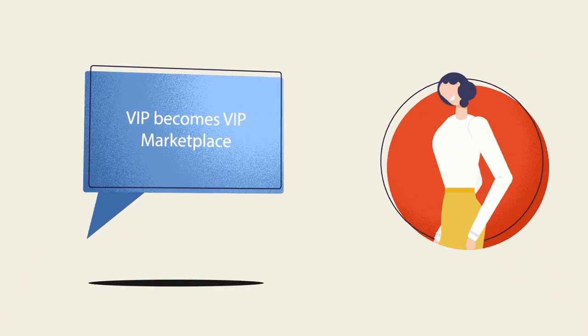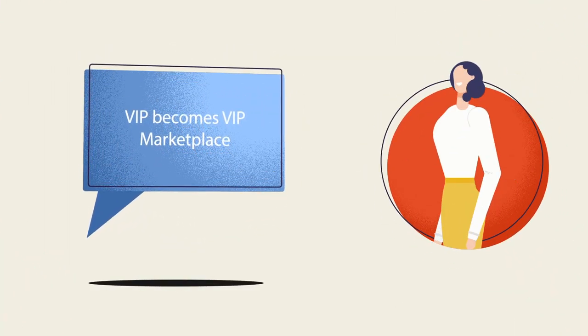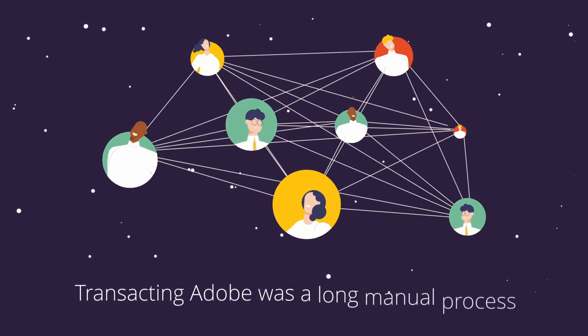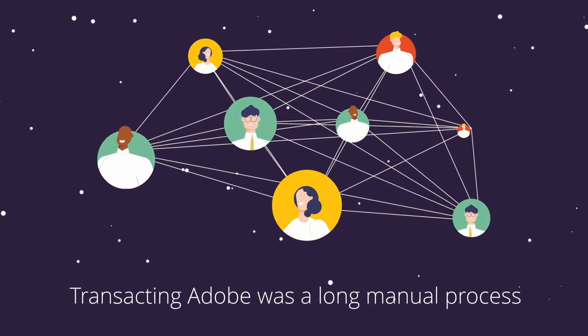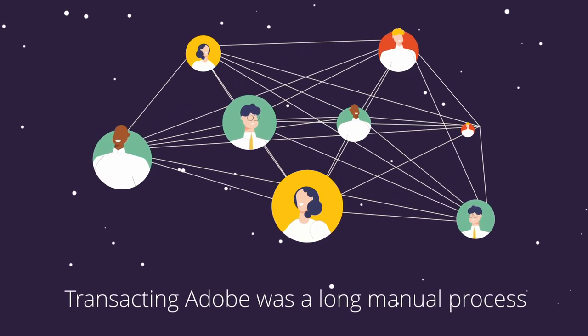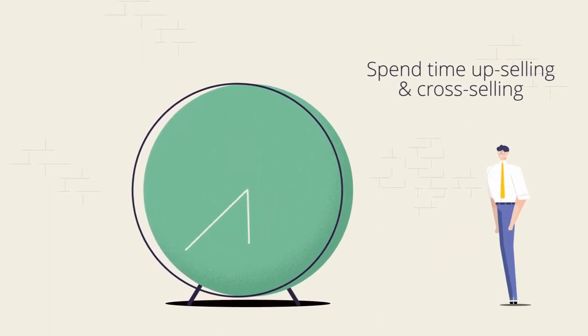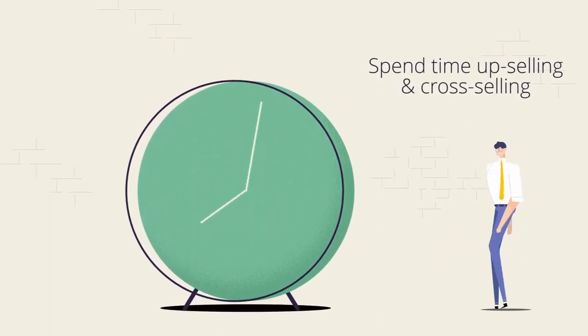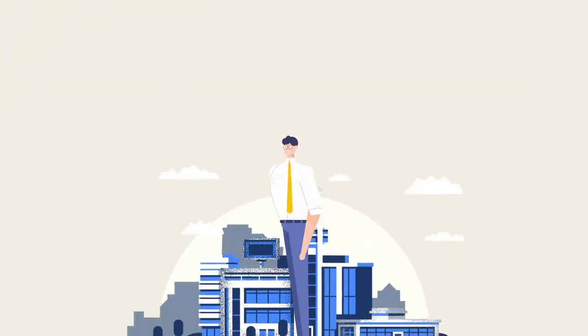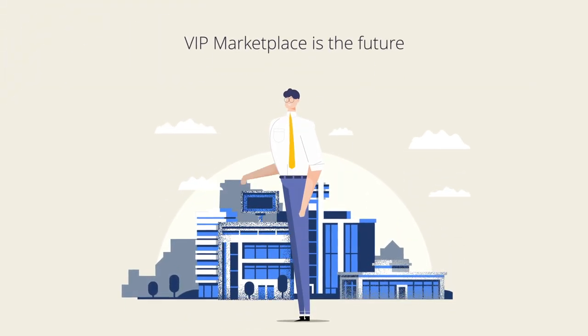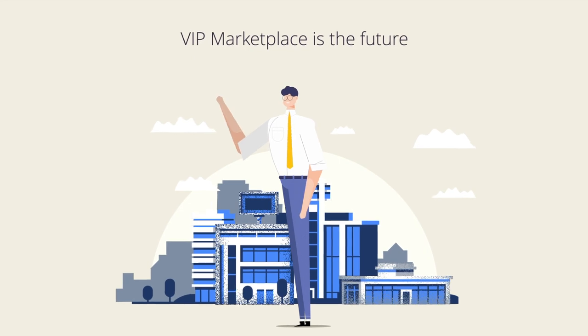The VIP Marketplace program will gradually replace the well-known Value Incentive Plan. Thus far, transacting Adobe has been a long and manual process, but with the marketplace automation, deals will be closed within hours, not days, which will allow partners to focus on their cross-sell and upsell priorities instead of daunting order routines. Within the next 2 years, the VIPMP will become the only way to transact Adobe for partners.